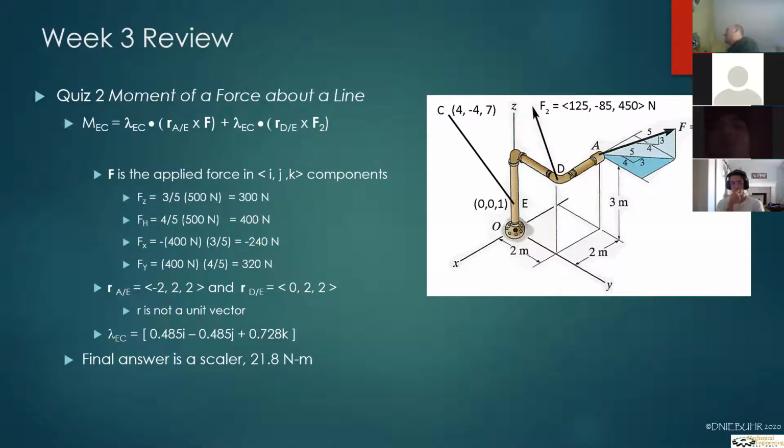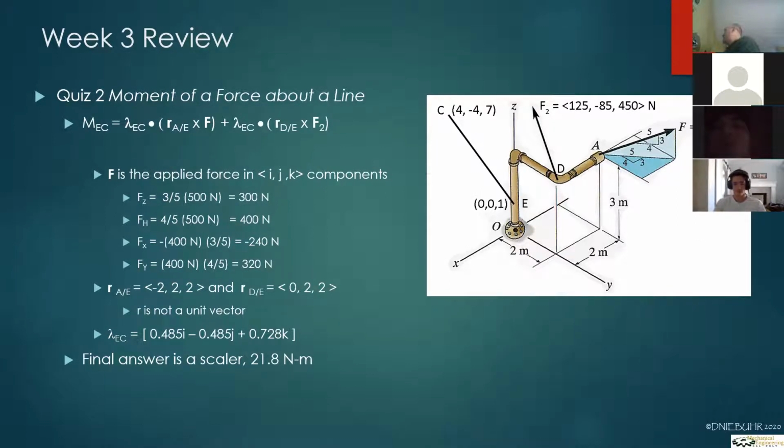I saw some different variations. I saw people dot producting the unit vector with the force. I saw the R vector being a unit vector. So make sure you're clear on what's what, because it's always the same. You're always going to have the unit vector of the line dotted with an R vector, which goes from any point on the line to any point on the force, crossed with the force.